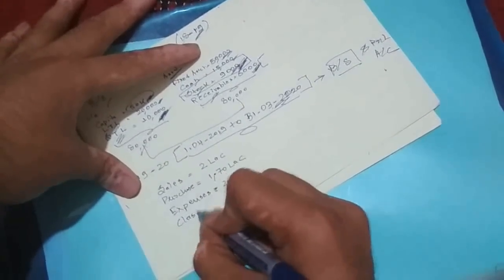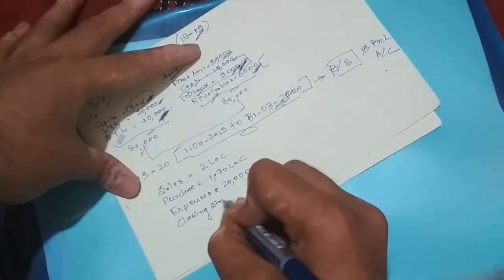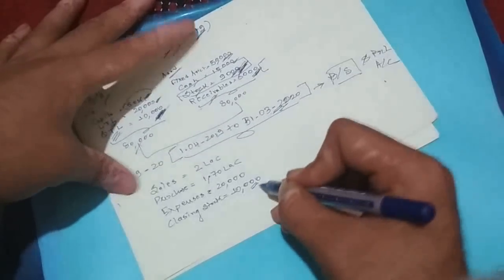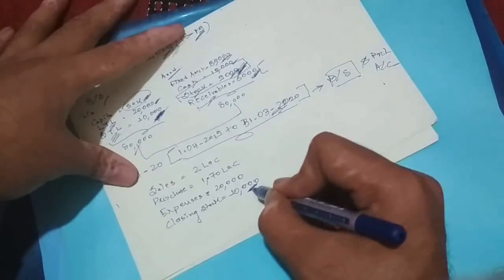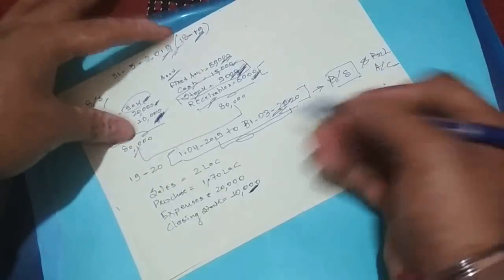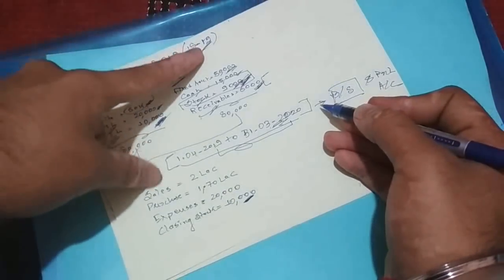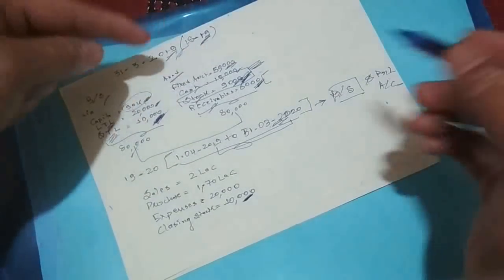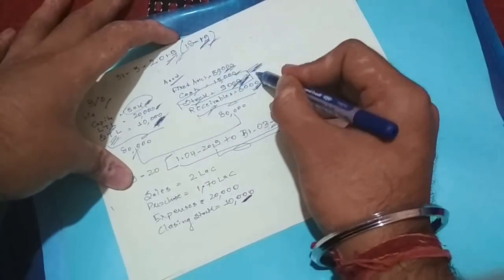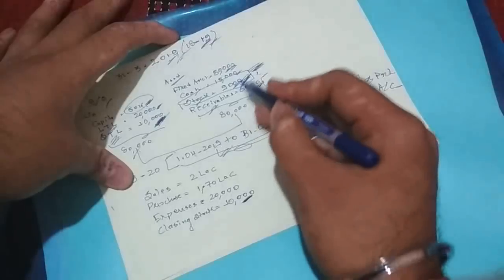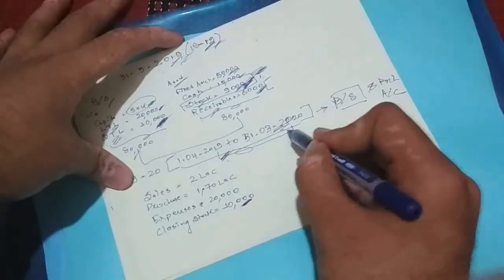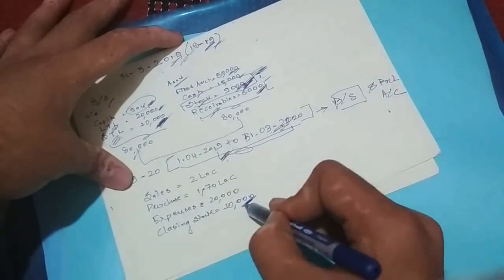Now see, closing stocks. What are closing stocks? This 10,000 closing stock is for 1920, but when you are asked what is the 1819 closing stock, this 9,000 is the 1819 closing stock, and the same closing stock for 1819 will become the opening stock for 1920. So for 1920, what will be the opening stock? 9,000 is the opening stock for 1920, but the closing stock is 10,000.